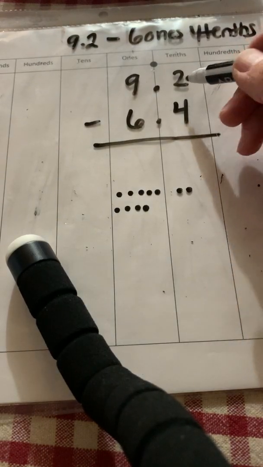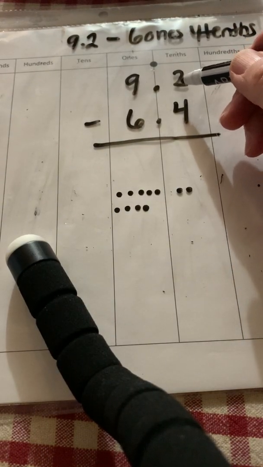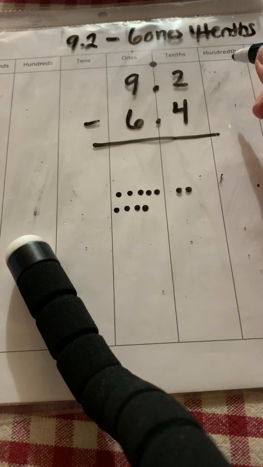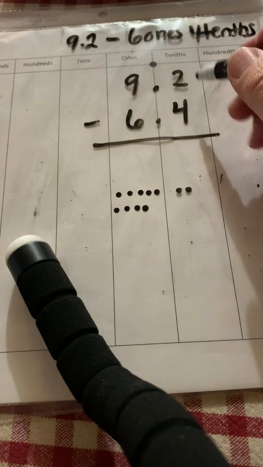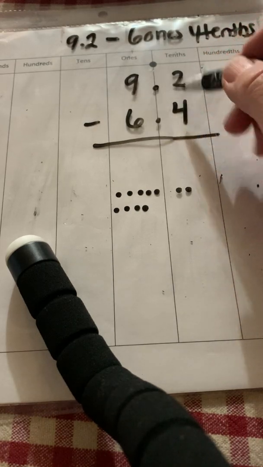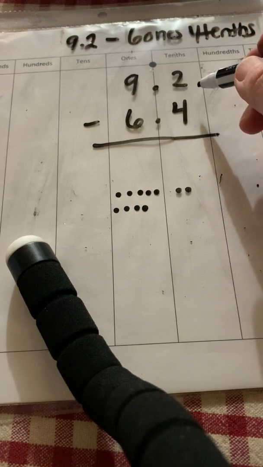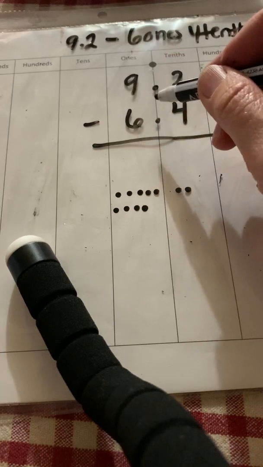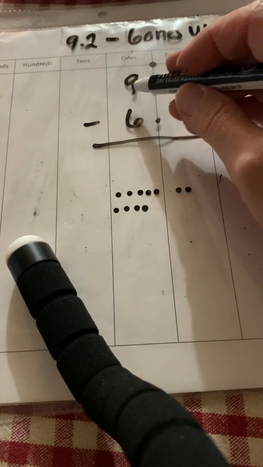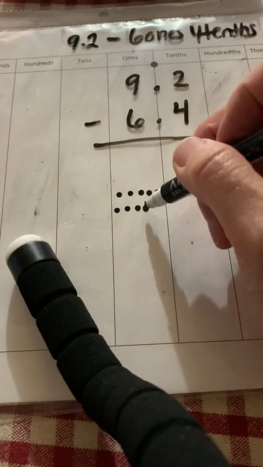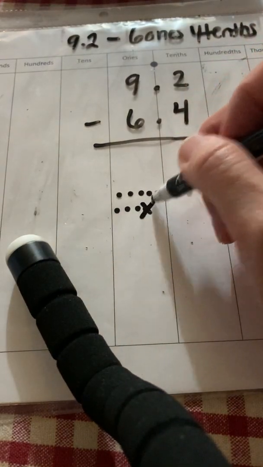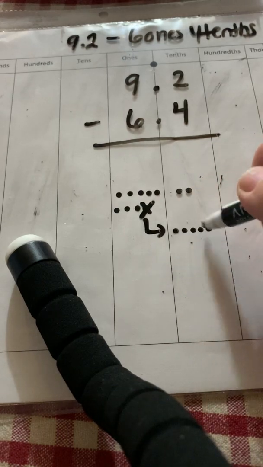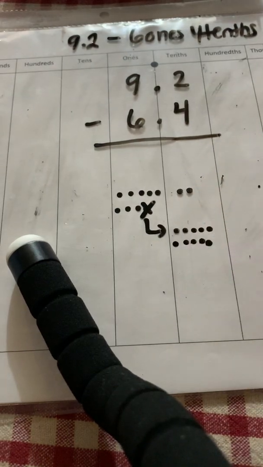Then I'm going to see if I can subtract or if I need to rebundle. 2 take away 4. Is that possible? No, it's not possible. I need more tenths. 2 tenths take away 4 tenths. I can't do that. So where could I get some more tenths from? That's right, from my ones column. I'm going to unbundle one of these ones and change it into 10 tenths. So on your chip model, cross out 1, exchange it for 10 tenths.